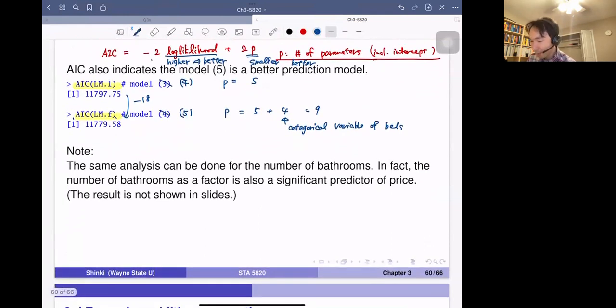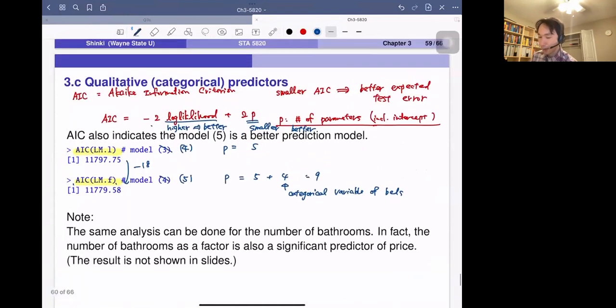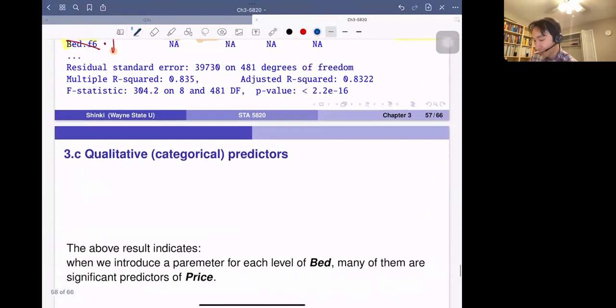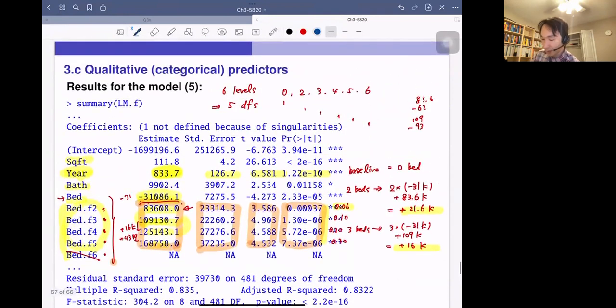The same analysis can be done for the number of bathrooms, and in fact, the number of bathrooms as a factor is also a significant factor to determine the price. Obviously you don't need 10 bathrooms or 20 bathrooms, even though the number of bathrooms has a positive impact on price.